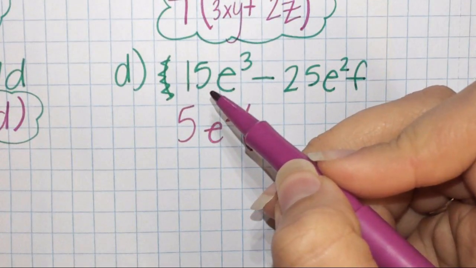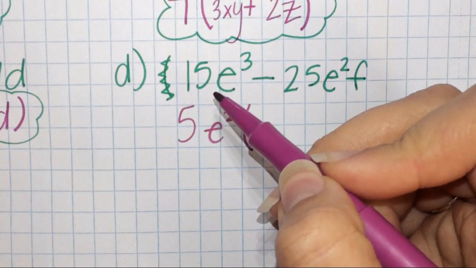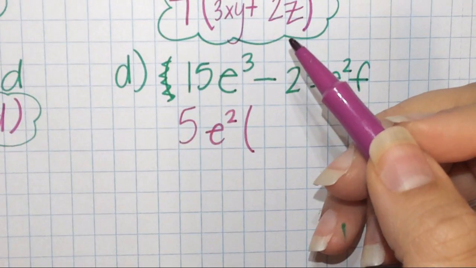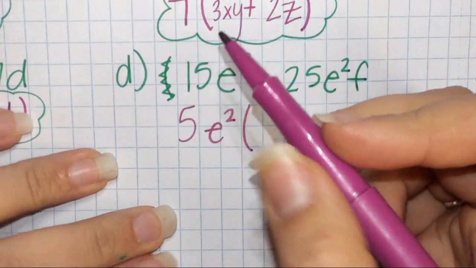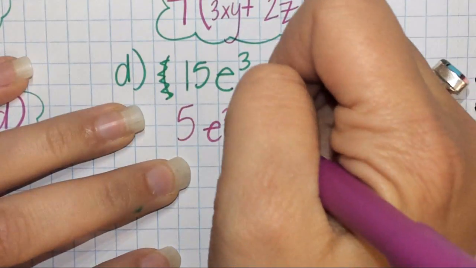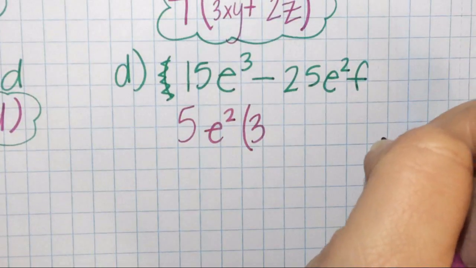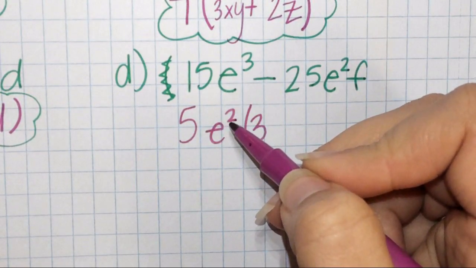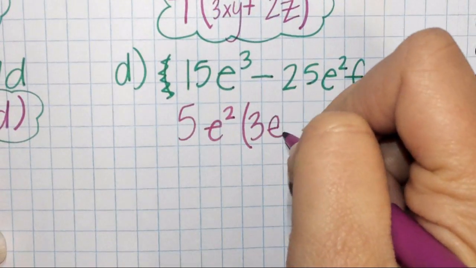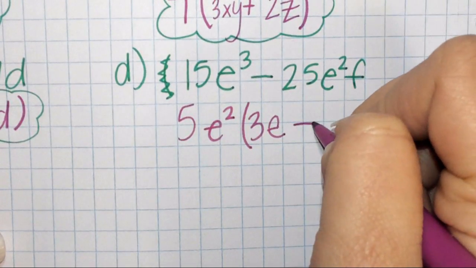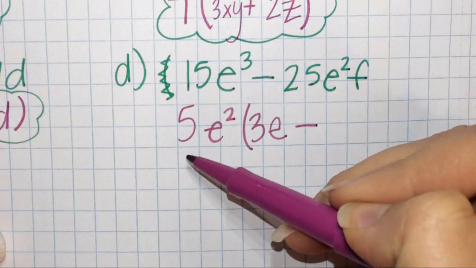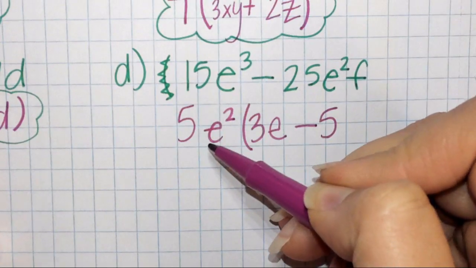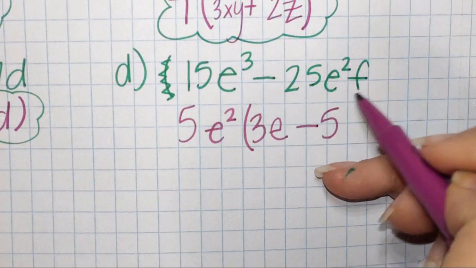Now, what is 15 divided by 5? 3. Now, don't multiply them. If you have 3 E's and you take out 2, how many are you going to have left? 1. So it'll be 3E. Minus. Okay, now what's 25 divided by 5? 5. If you have 2 E's and you take out 1, do you have any left? No. But what do we have left?